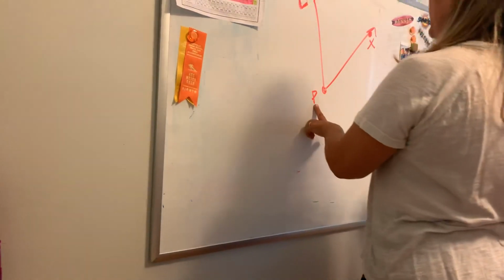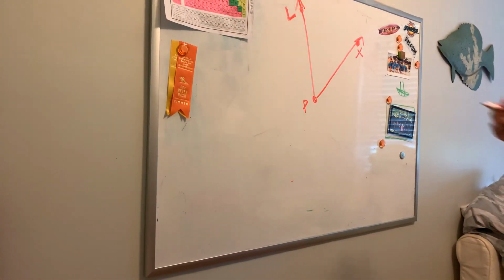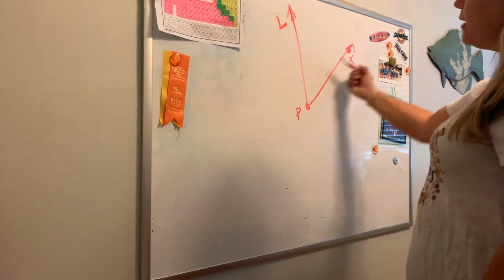That's an L, P, and an X. So the first way is LPX. So I write a little angle sign, L.